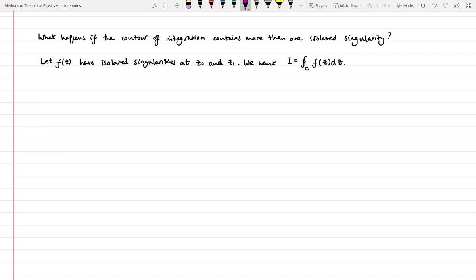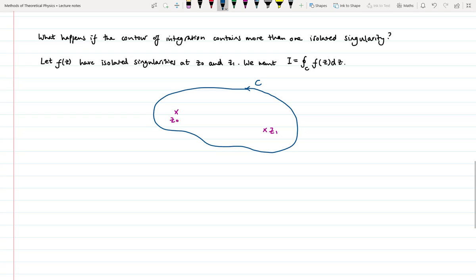As always, let's draw a picture. Once again, I'll dispense with drawing the axes for clarity. Let's imagine that our singularities at z0 and z1 look like this. This is z0. This is z1. And the contour C enclosing both of these looks something like this, traversed in the anti-clockwise direction.